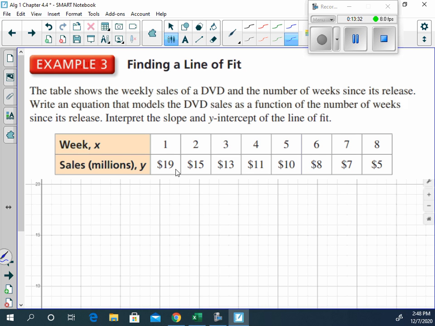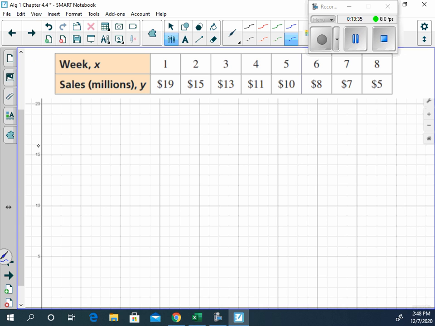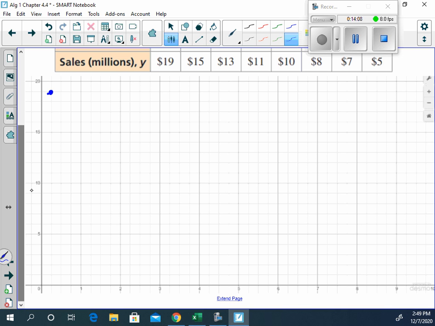So the first thing we have is this here. So we have this table here. Now I created a table here also because there isn't one on your paper. So the week sales, 1. So we have 119, which would be about right here. Our next one is 215. Yeah, a little bit farther over.